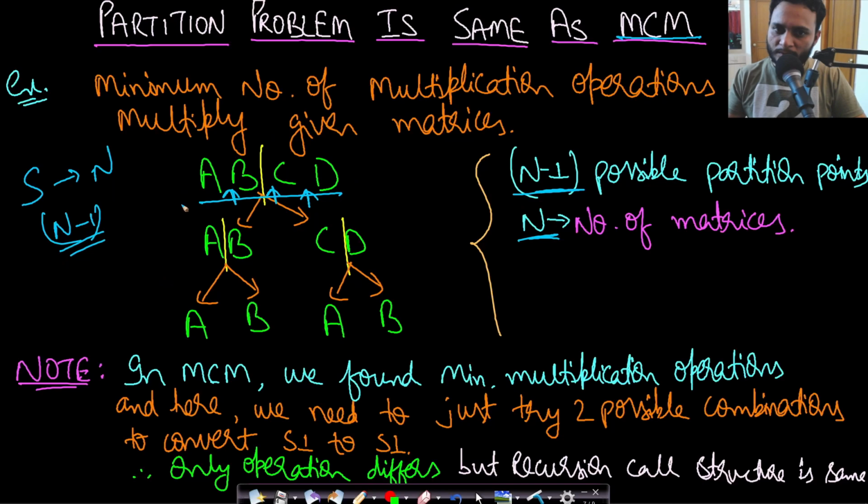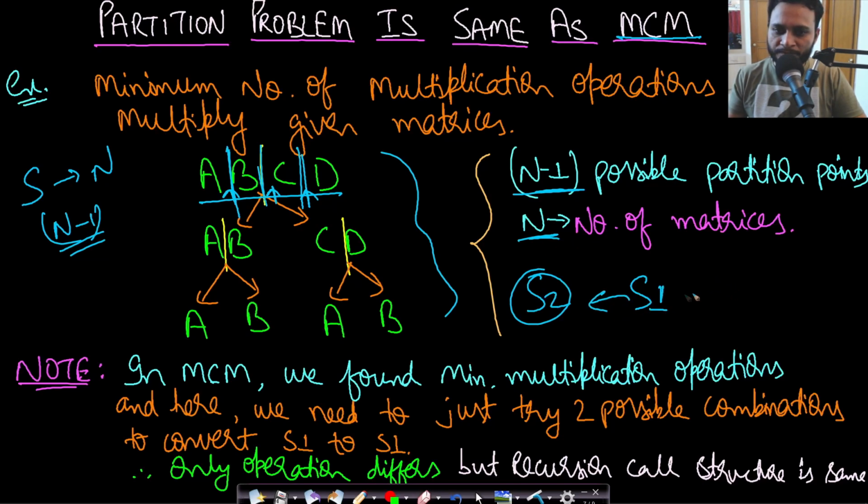And in the MCM problem also, we were trying all possible partition points and all possible combinations. In this case as well, we will be trying all possible partition points and all the possibilities, and see if S2 can be formed from S1 using the rules of the scramble string. In MCM, we found the minimum multiplication operations, and here we need to just try two possible combinations to convert S1 to S2. Therefore, only the operation part will differ, but the recursion call structure will be the same.